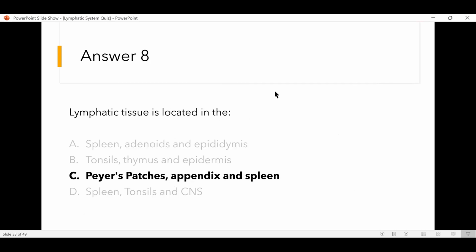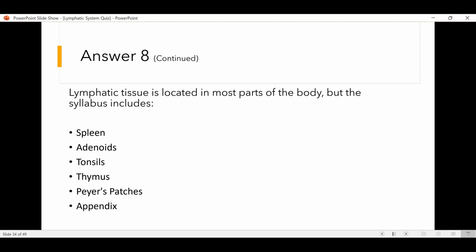Answer 8: lymphatic tissue is located in Peyer's patches, the appendix, and the spleen. The lymphatic tissue is all around the body, but the important thing here is the syllabus includes spleen, adenoids, tonsils, thymus, Peyer's patches, and the appendix. That's not necessarily a full list, but that's what's in our syllabus.